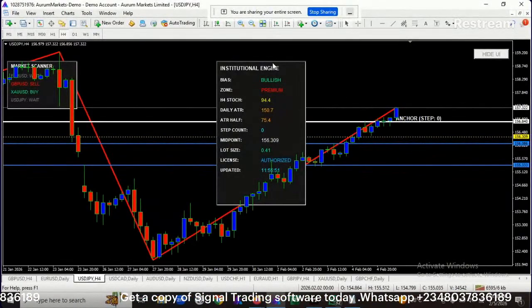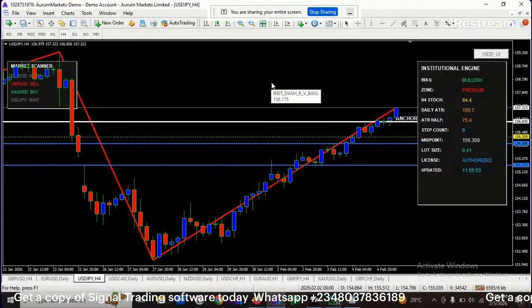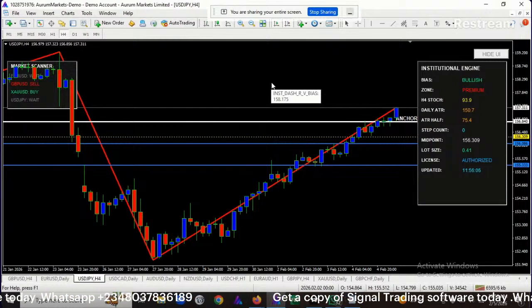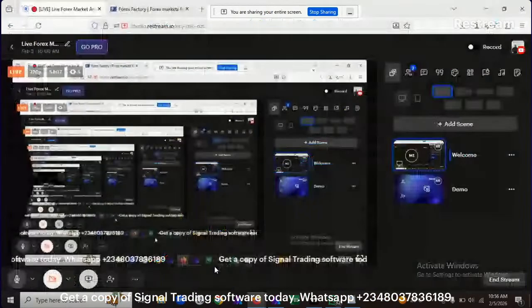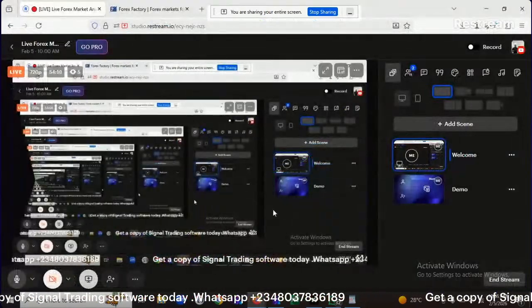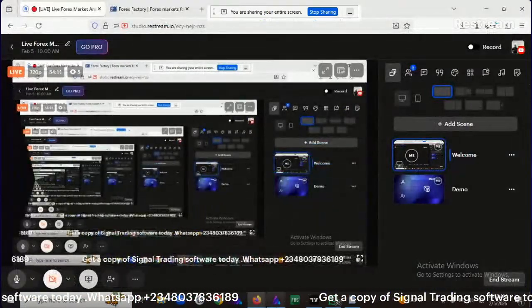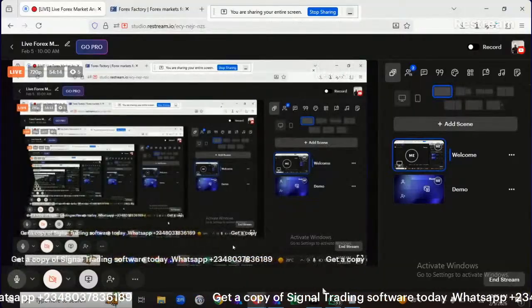USDJPY, buy. You can see the buyers here is buy. Keep buying until it changes to bearish. You have no business selling at the moment.